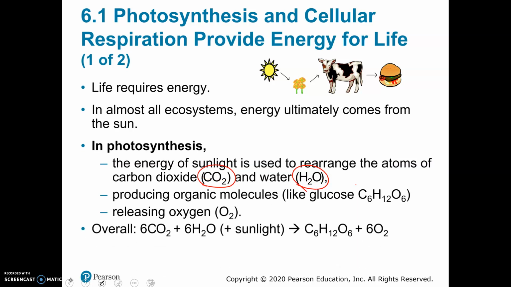And so here's the overall formula for photosynthesis. So you see the carbon dioxide, 6 carbon dioxides and 6 waters come in. The energy from sunlight is used to rearrange those atoms into glucose and other sugars, actually. And then oxygen is released, which we need to breathe for cell respiration. So that works out really well for us.